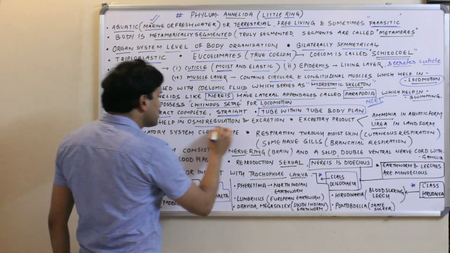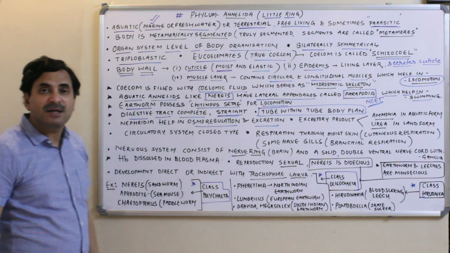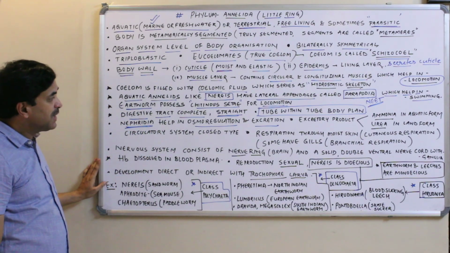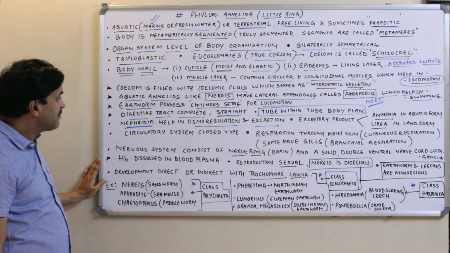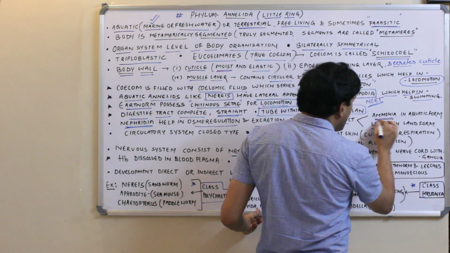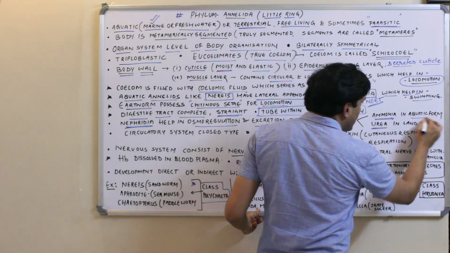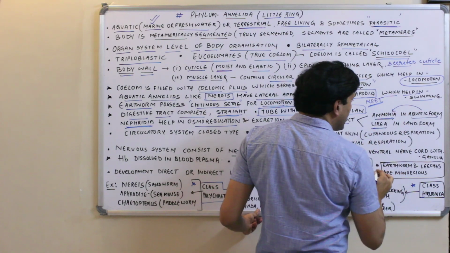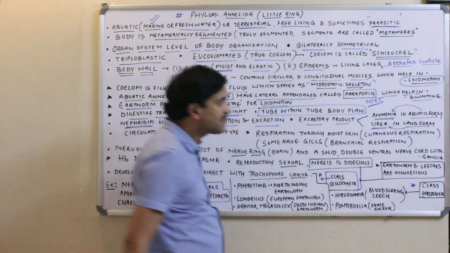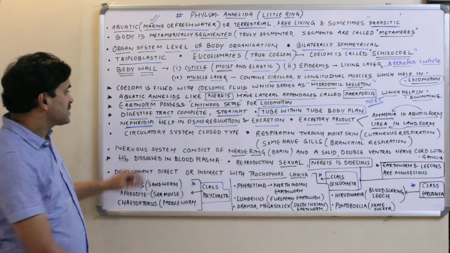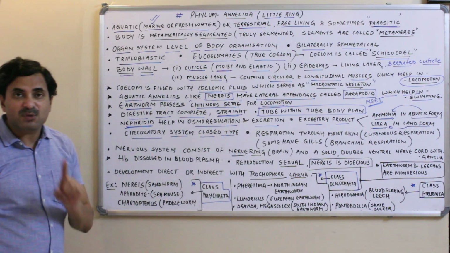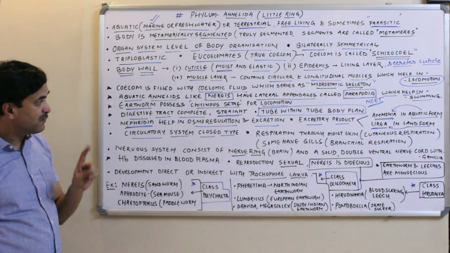If I talk about osmoregulation and excretion, they occur with the help of nephridia. Their excretory product may be ammonia or urea. In aquatic forms, the excretory product is ammonia, and in land forms, the excretory product is urea. Fine. Now, the circulatory system is present and it is of closed type.